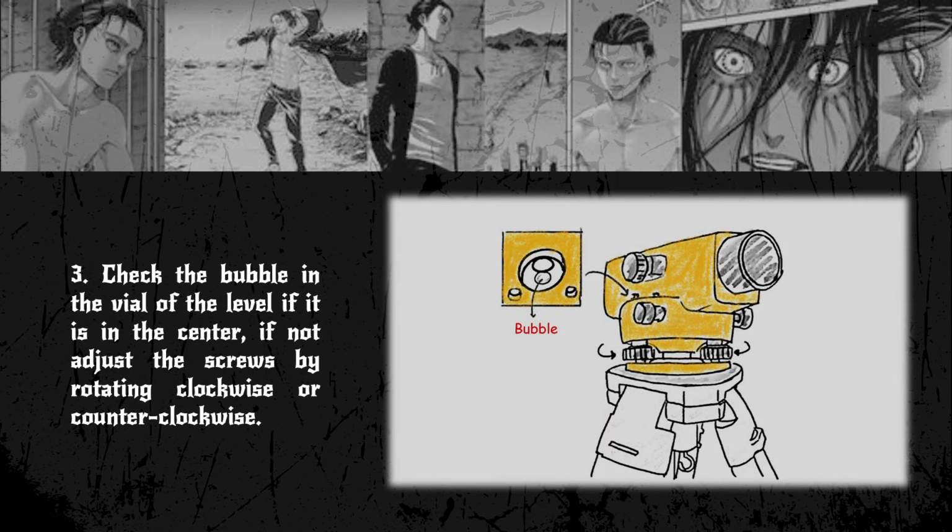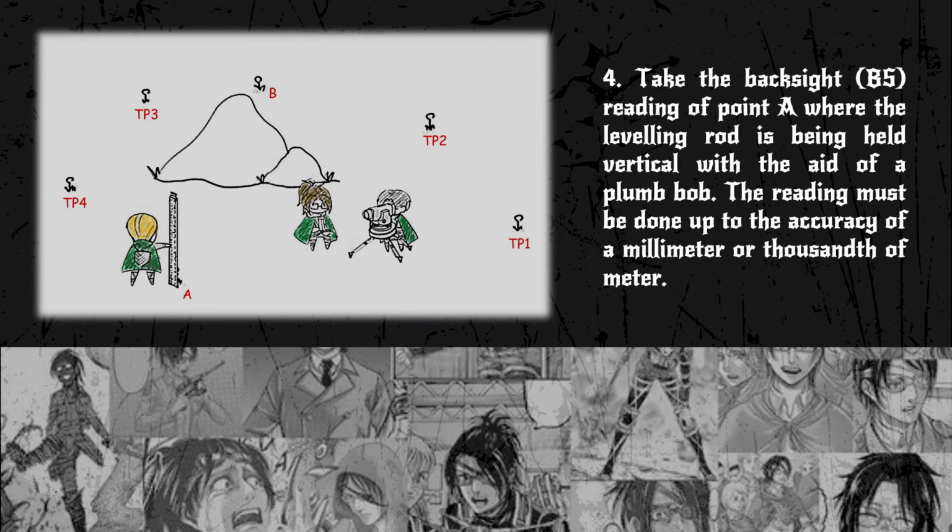Number 3. Check if the bubble in the vial of the level is in the center. If not, adjust the screws by rotating clockwise or counterclockwise. Number 4. Take the backsight reading of point A, where the leveling rod is held vertical with the aid of a plumb bob. The reading must be done up to the accuracy of a millimeter or thousandth of a meter.